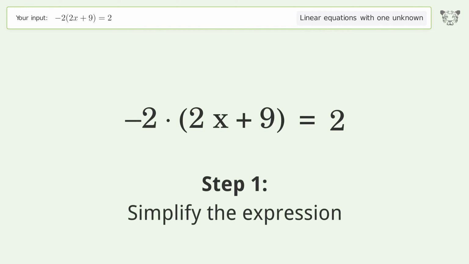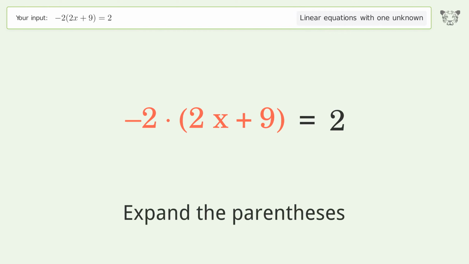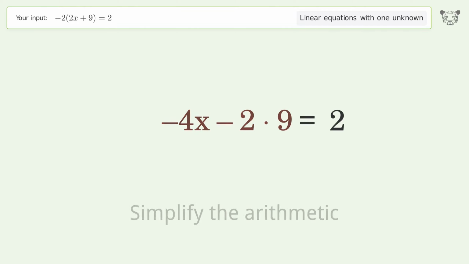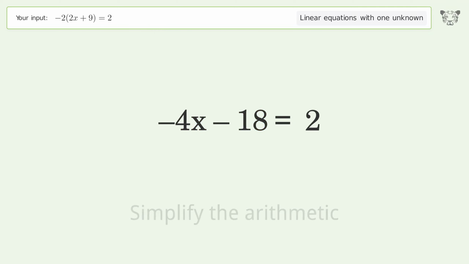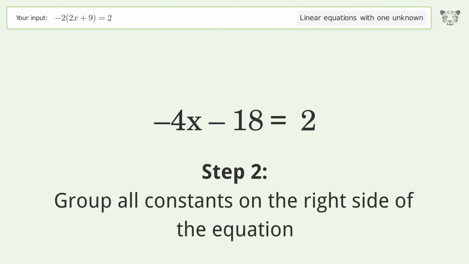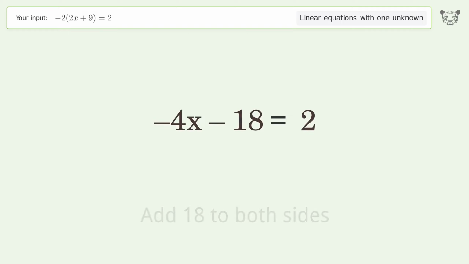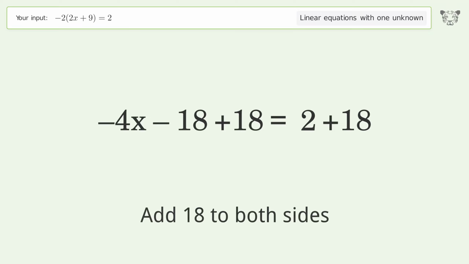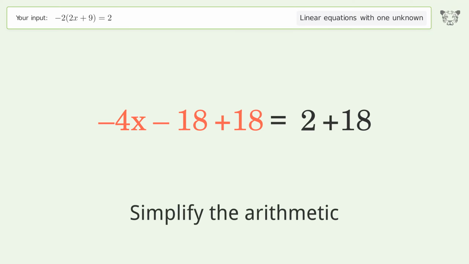Simplify the expression. Expand the parentheses. Multiply the coefficients. Simplify the arithmetic. Group all constants on the right side of the equation. Add 18 to both sides. Simplify the arithmetic.